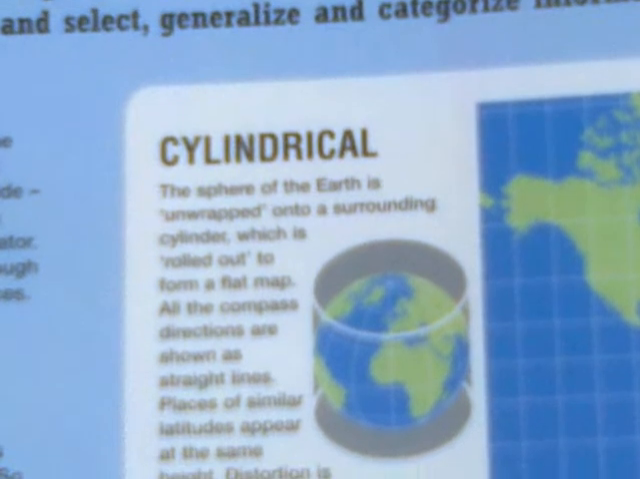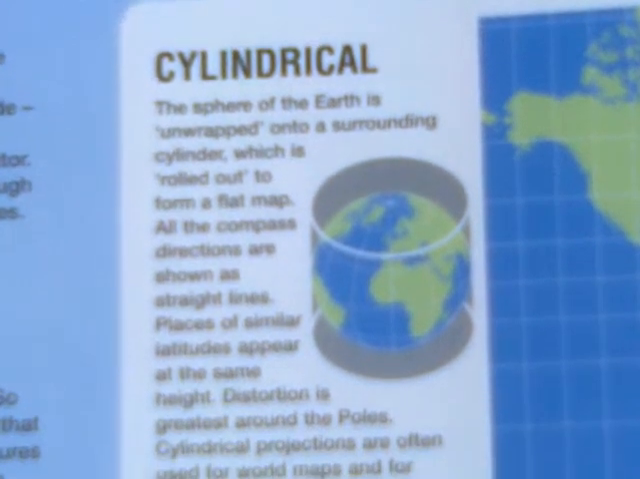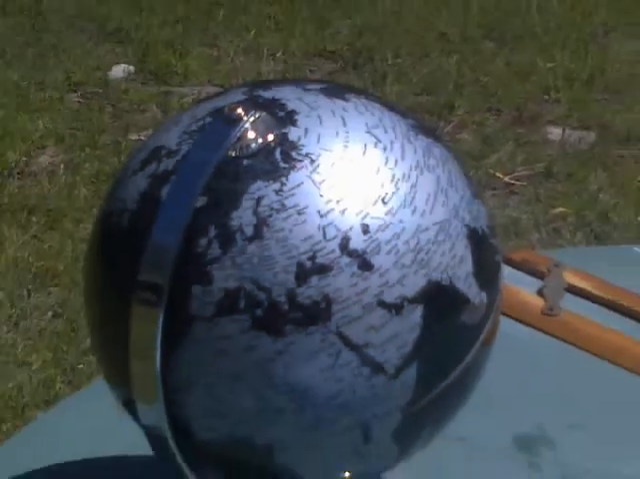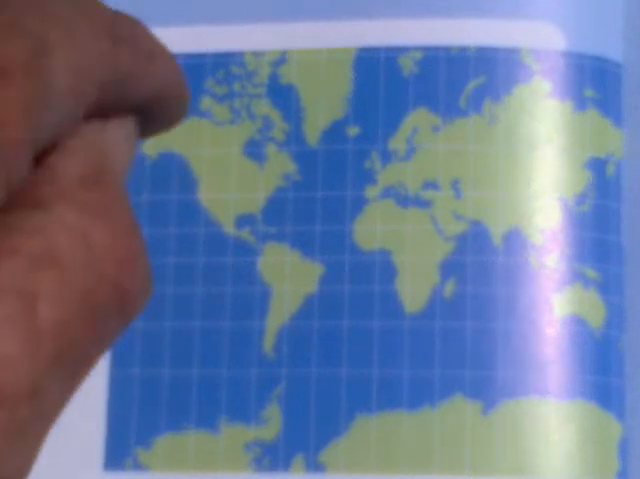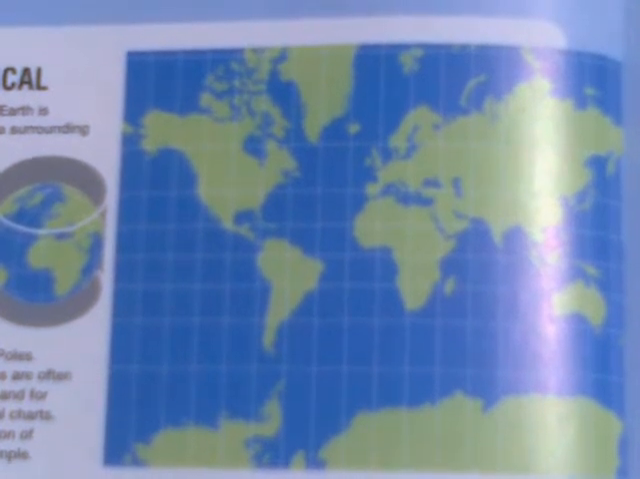One method is to imagine you've wrapped a sheet of paper around your entire globe, map your continents looking at your grid lines parallel, and then plot that out on a flat sheet of paper. All the compass directions are shown as straight lines. Places of similar latitudes appear at the same height. Distortion is greatest around the poles. Cylindrical projections are often used for world maps and almost all navigation charts. The Mercator projection of 1569 is a famous example.